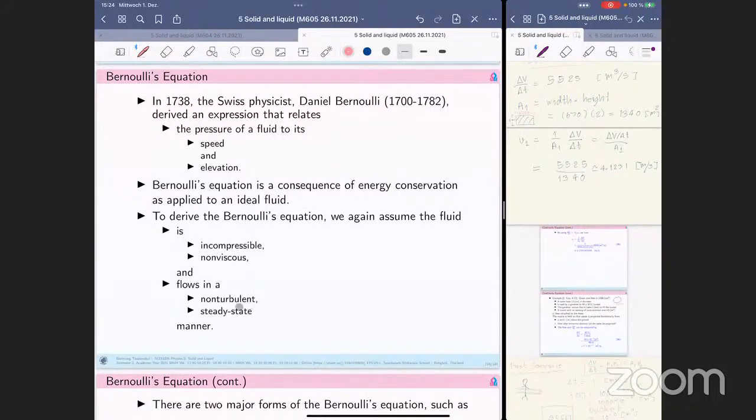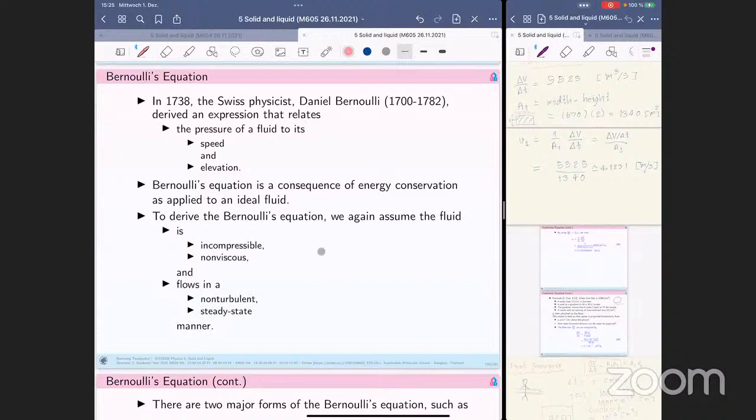What does non-turbulent sense mean? It has no circular motion. It just flows in a straight line manner, and it flows in a steady state manner. What does that mean? The speed doesn't change with time. Okay, the steady state means there is no change of the speed with respect to time. That's a very simple way of motion of the fluid, right?